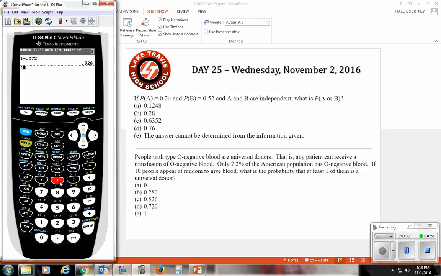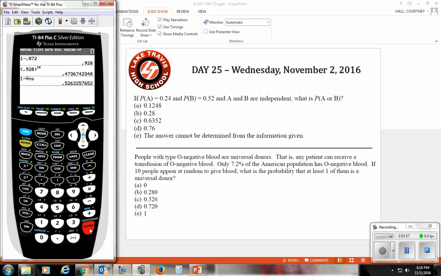So you want to take that probability, the 0.928, and raise it to the 10th power. I know that's a huge number, but that's the probability that 10 people are not universal donors. If I take that answer and subtract it from 1, it leaves me with the probability, answer choice C, that at least one is a universal donor.